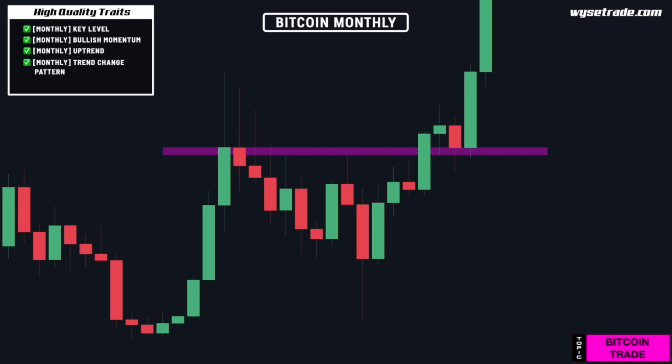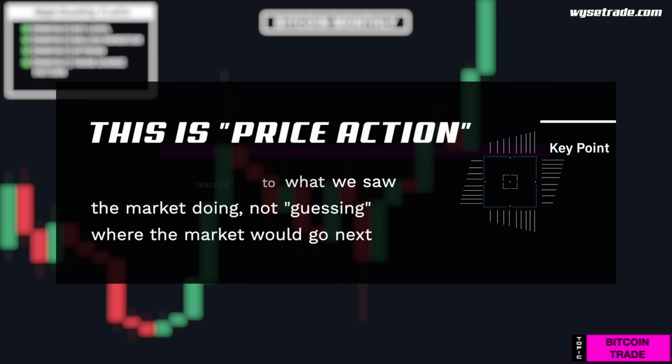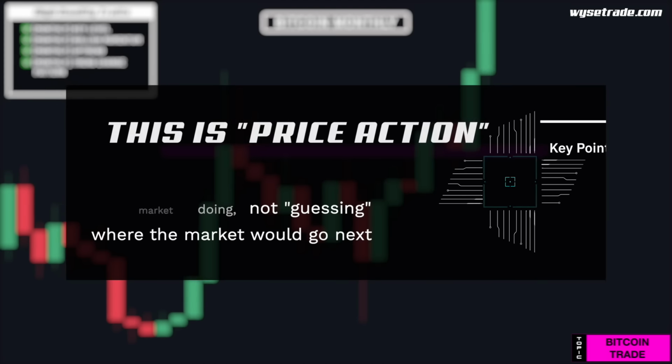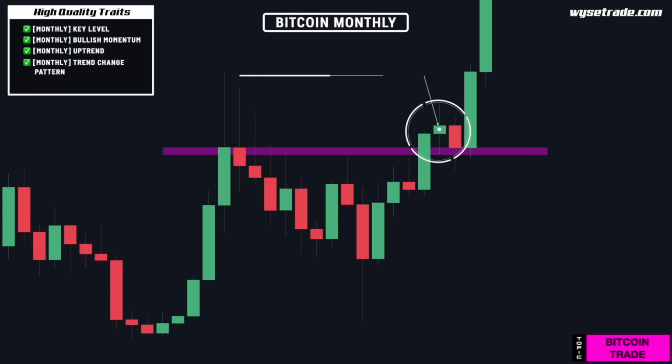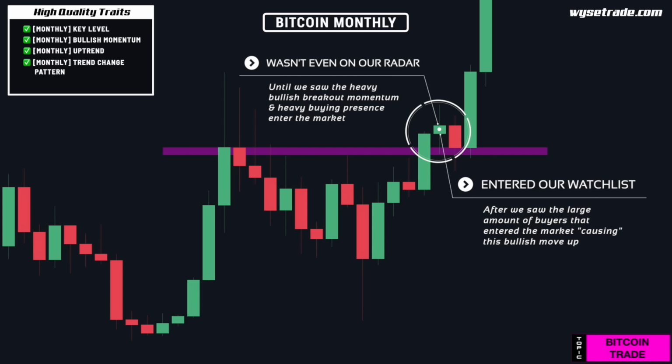Even before we go down in time frames, everything we just covered tells you one simple thing: look for long trades. Now, this is a very important point. This is what price action is in a nutshell. We were reacting to what we saw the market doing, not guessing where the market would go next. This wasn't even on our radar until we saw the breakout momentum and heavy bullish presence that entered the market, which is then when it entered our watch list.